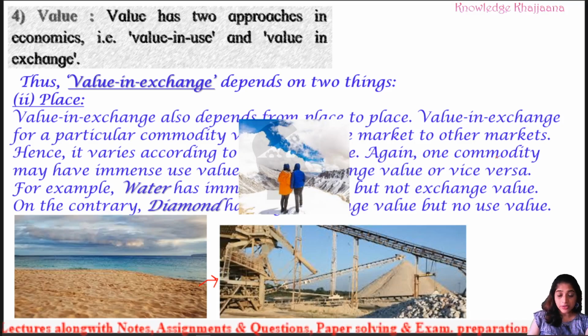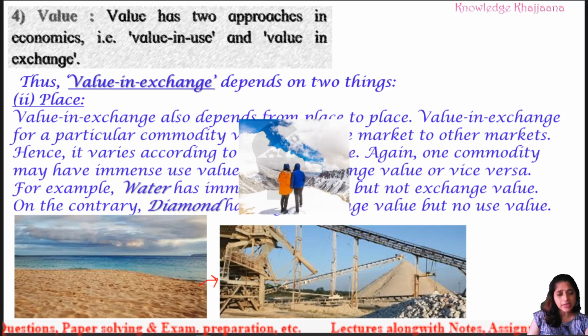For example, see now another big concept you are going to learn. Water has immense value but no exchange value or less exchange value. On the contrary, diamond has lots of exchange value but no use value. We'll see this in detail.